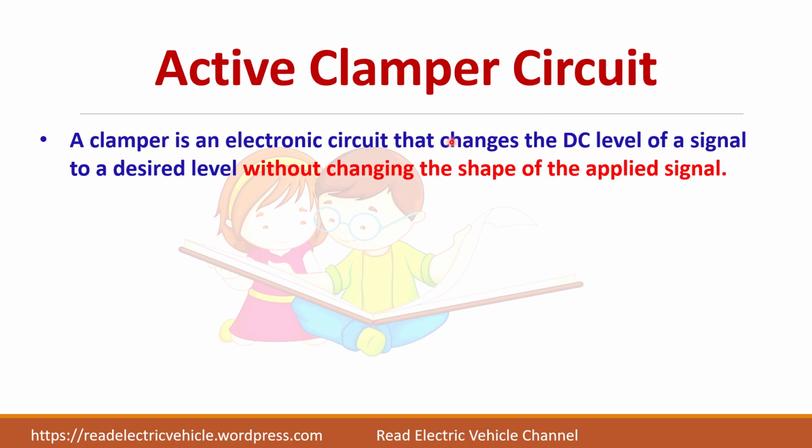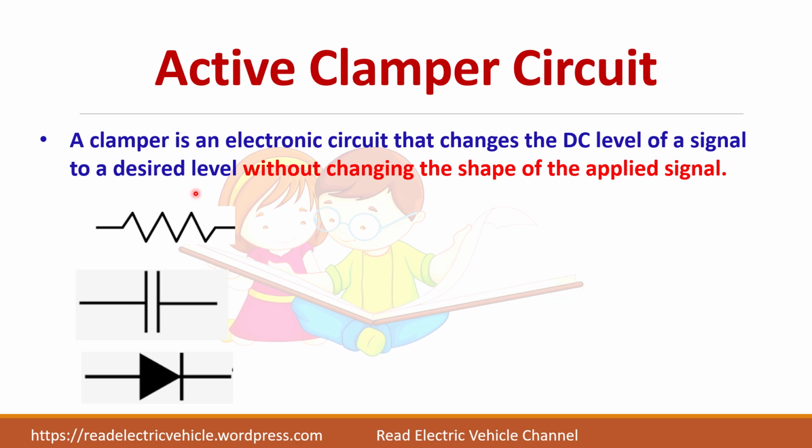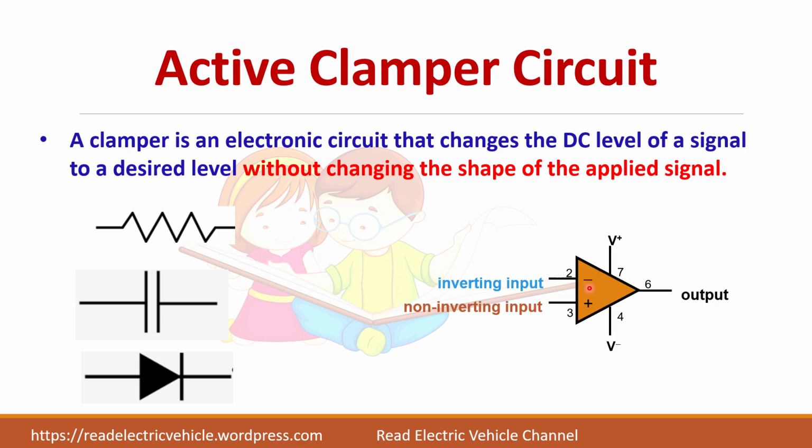Now let us see how to design an active clamper circuit. We know a clamper is an electronic circuit that changes the DC level of a signal. A normal resistor, capacitor and a diode is sufficient to design a clamper circuit. But when you use a normal diode, the diode drop will be there, which affects the shifting of the waveform. So we can go for a precision diode, which means an op-amp in combination with a diode, which we know can act as a precision diode where we can reduce the voltage drop of the diode.